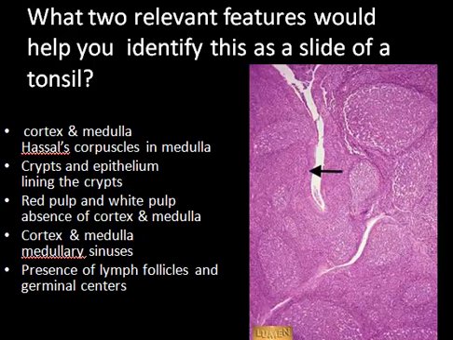So now let's go to this first question, where it asks you what are two relevant features which help you identify this as a slide of a tonsil. So it already tells you that this is the tonsil. So you have to pick which of the two relevant features here will tell you that this is the tonsil.